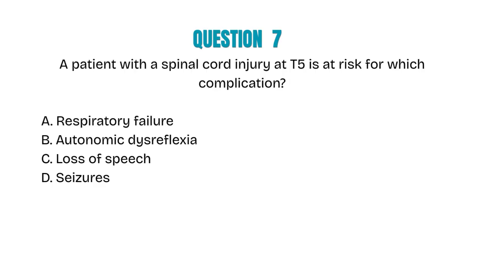Question 7. A patient with a spinal cord injury at T5 is at risk for which complication? A. Respiratory failure. B. Autonomic dysreflexia. C. Loss of speech. D. Seizures.